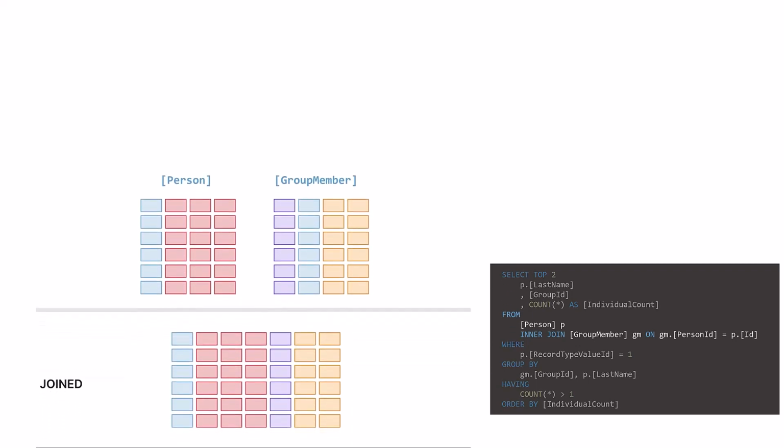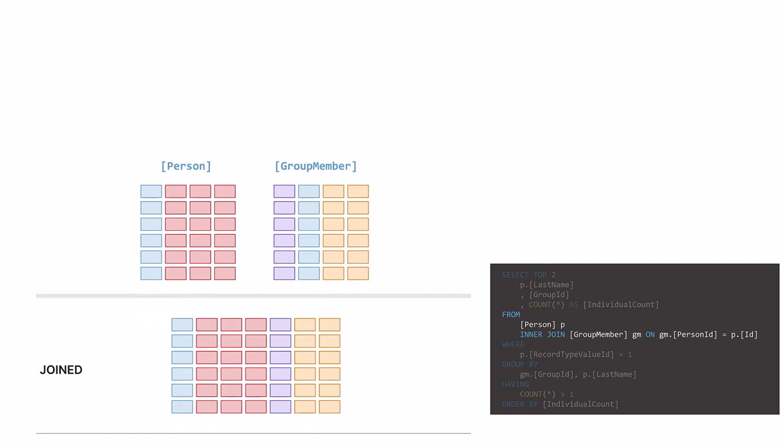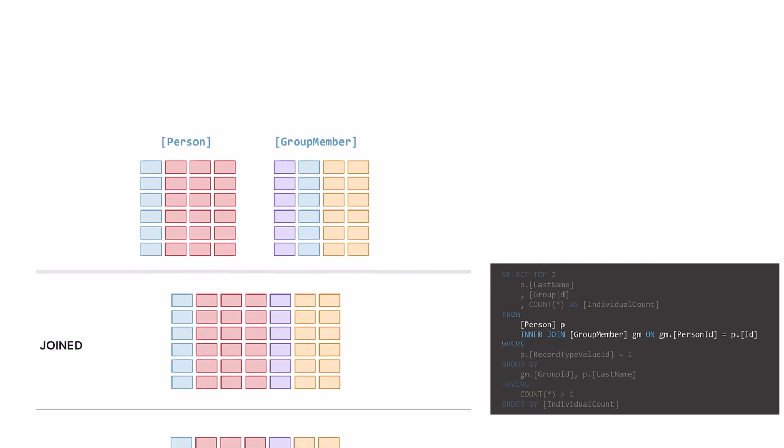So keep that color in your head, and we're going to keep walking through this. Okay. The first thing that SQL Server is going to do is join the tables together. So it's going to attack that from clause. In this case, it's taking the person table and the group member table and joining them together. We only have one blue column now because that was the foreign key. Conceptually, we have all the data in red, and then all the data from the group member table. So the first thing it does is join the data together.